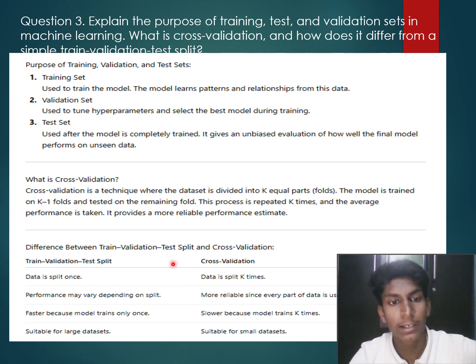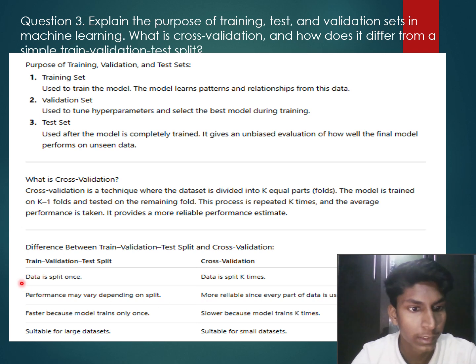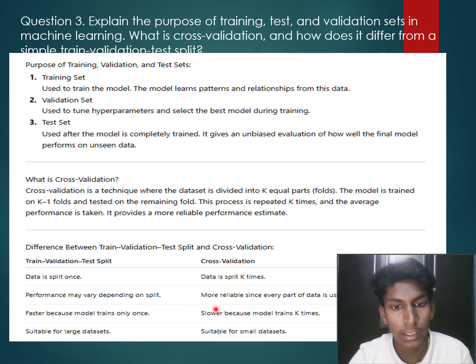Difference between train, validation, test split and cross validation. So now let's get into this. Train, validation, test split: data is split once. Cross validation: data is split k times. Performance may vary depending on the split, whereas cross validation is more reliable since every part of the data is used. The split is faster because the model trains only once, while cross validation is slower because the model trains k times. The split is suitable for large datasets, while cross validation is suitable for small datasets.